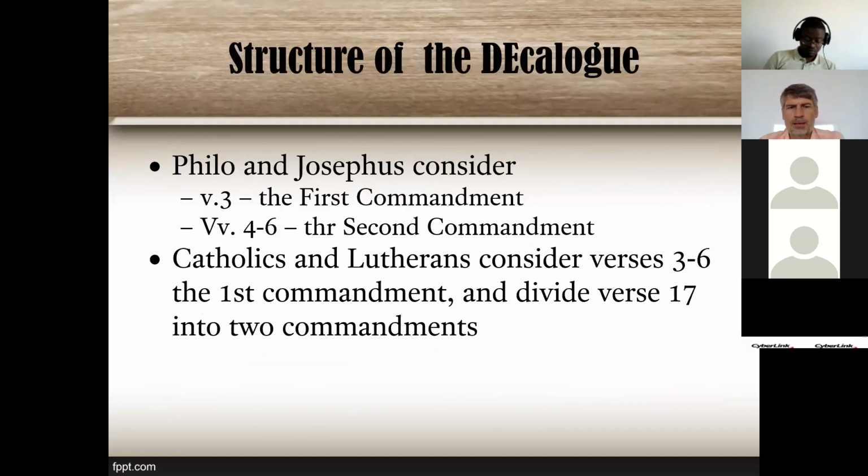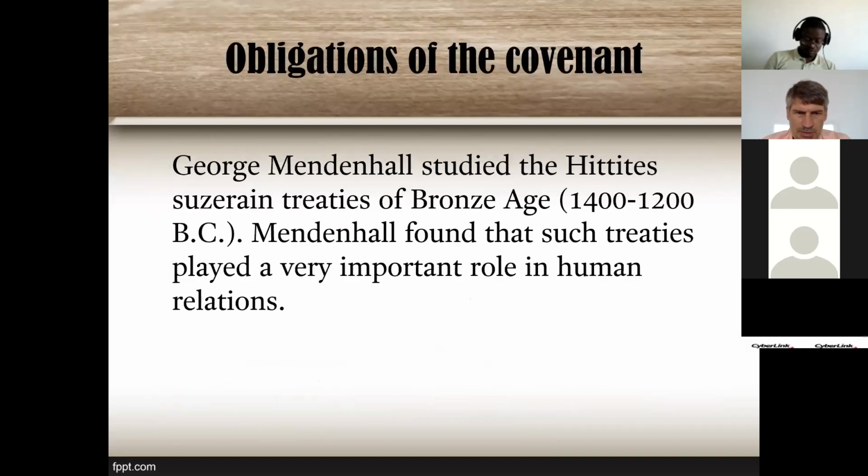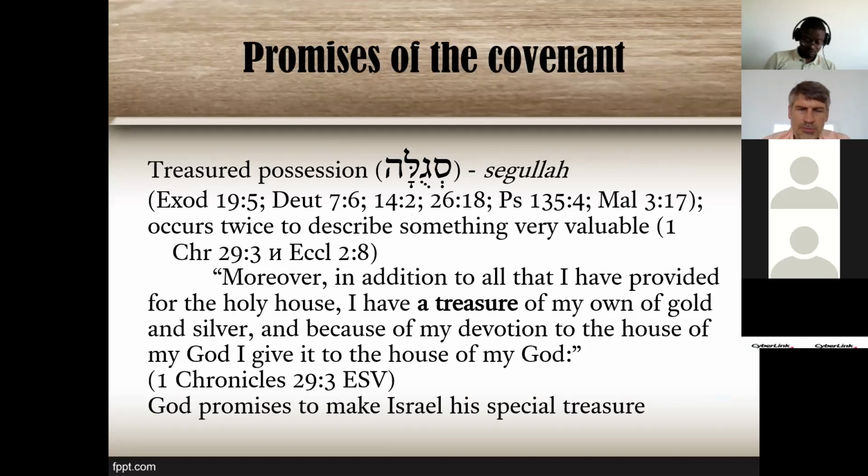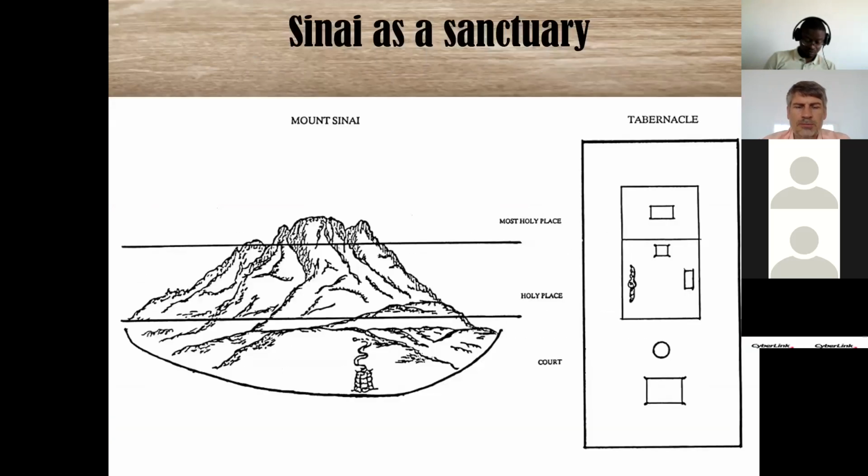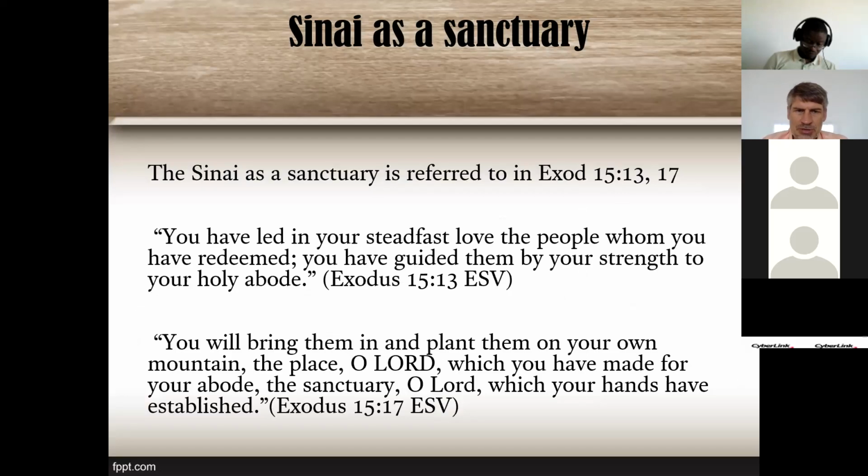Okay, so let's continue according to this presentation, and I will return to the story of Genesis a little bit later. So what we can see here is God actually called his people to his mountain, and the mountain is presented as a sanctuary.